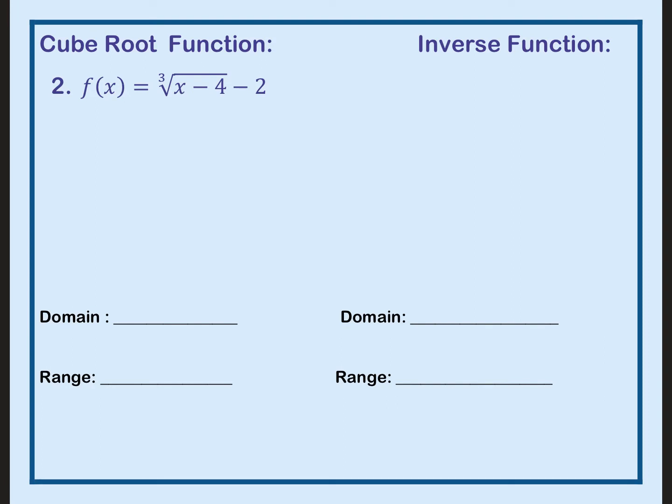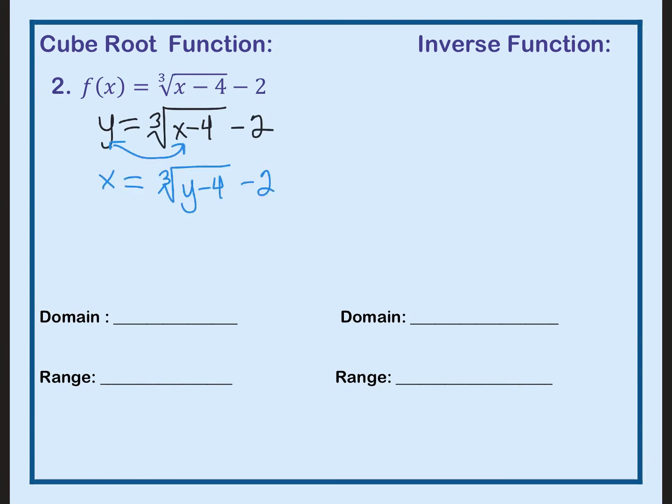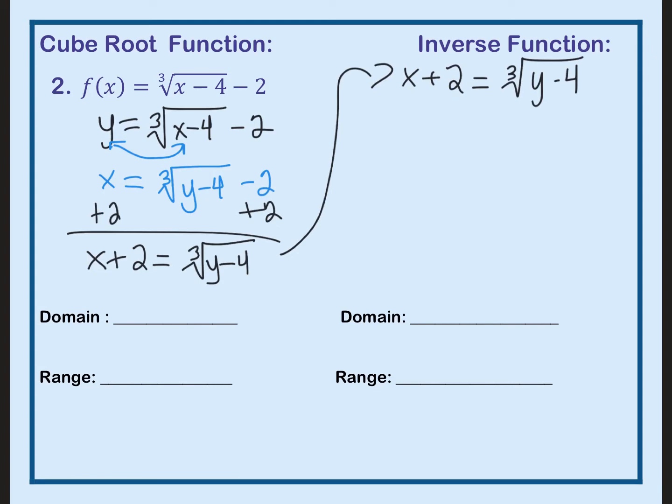How do we find the inverse of a cube root function? So first we're going to start off by putting a y in place of f of x. Once we replace that, next we're going to switch the x and y variables. Now our goal is to get the y by itself. So what I can do first is add 2 to both sides. So we've added 2 to both sides, and now we want to eliminate this cube root.